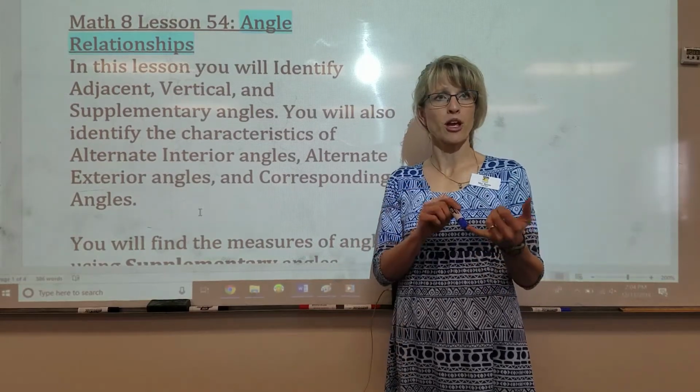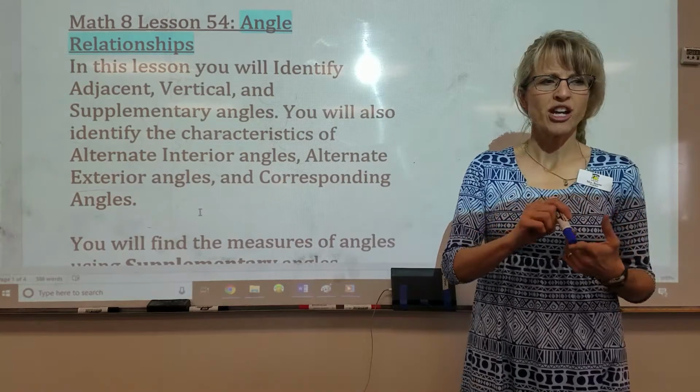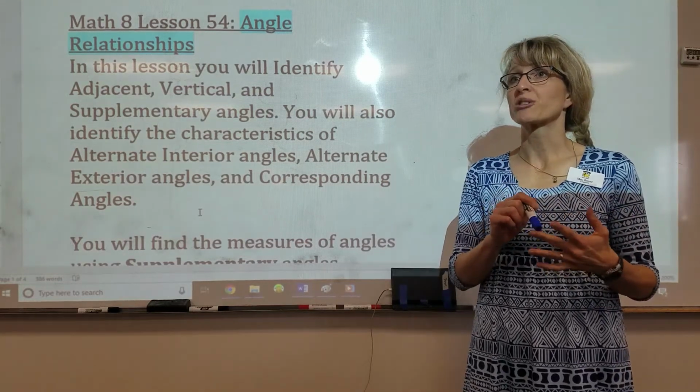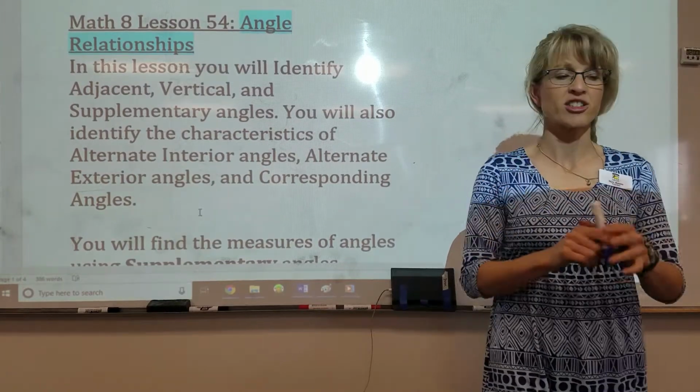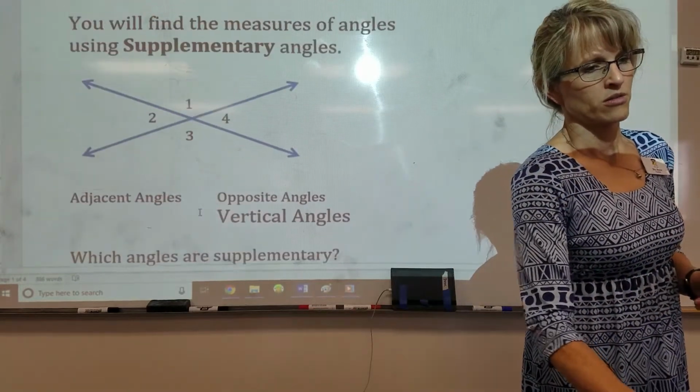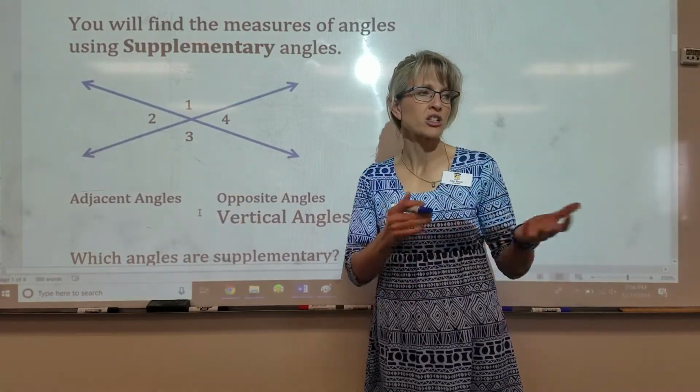So today we're going to do some vocabulary for vertical angles, adjacent angles, opposite angles, supplementary angles. We're also going to talk about corresponding angles, alternate interior angles, and alternate exterior angles, and what their characteristics are. So here we've got two intersecting lines. When lines intersect, they form angles, and there are relationships and names.